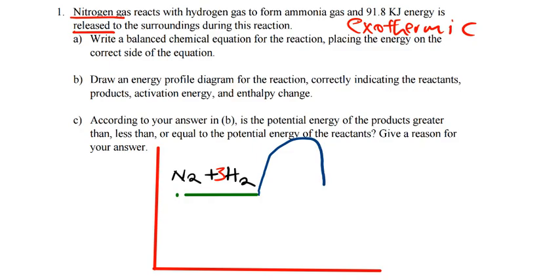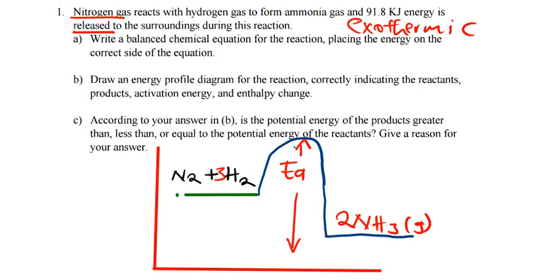Okay, so this is an exothermic reaction, so the products have to come down lower than the reactants, so that we have our ammonia gas there. Okay, so I have to indicate which one is our activation energy. Our activation energy is this part. So where you are seeing that is the activation energy.